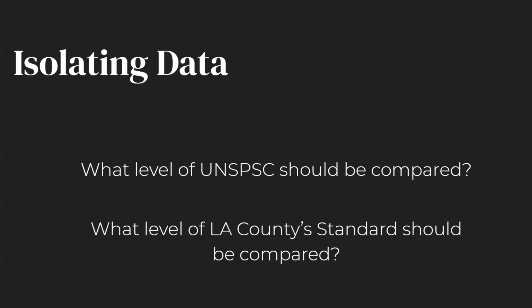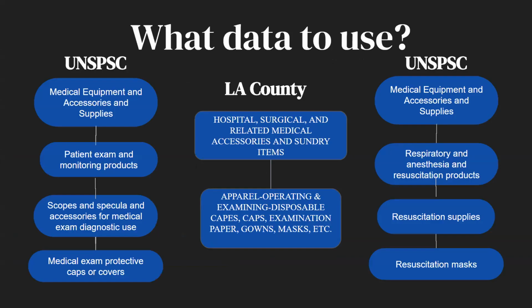So the first step is isolating the data. The main question to be answered is what level of the UNSPSC needs to be compared and what level of the LA County standard should be compared. If you remember back to our example and the structure of the two, the UNSPSC has four levels, but the issue that we have is that at the lowest level of the UNSPSC, there are about 148,000 entries, whereas the LA County standard only has about 6,600 entries.